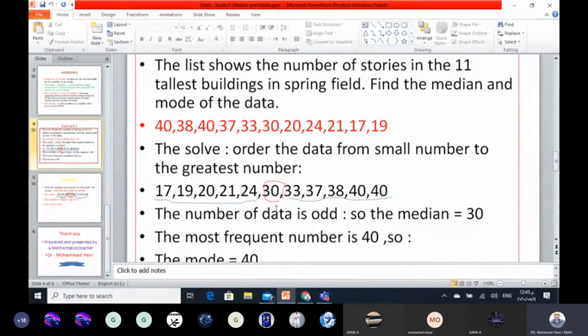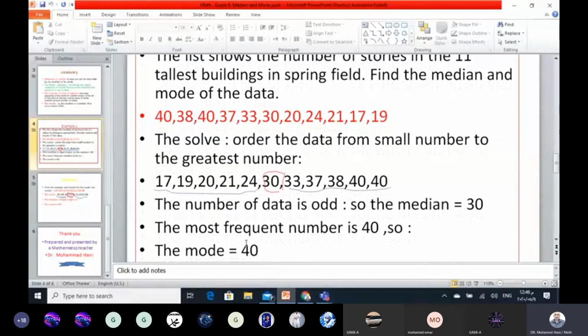How to know the number in the middle? Divide the data into 2 sets. Here, the first set has 5 numbers, and the second set has 5 numbers. You will see here that the number in the middle will be 30. So the median means the number in the middle. So the median will be what? It will be 30.